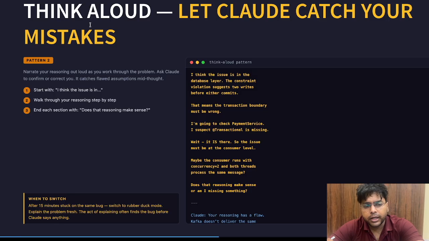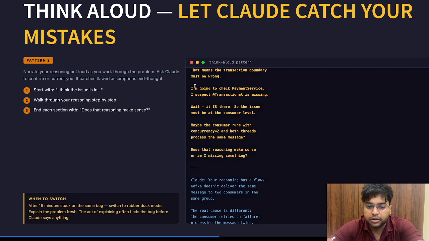Now we will be discussing another pattern, which is think-aloud. It lets Claude catch your mistakes. What we do is narrate our reasoning out loud so that we walk through the problem, and then ask Claude to confirm or correct us. We start with "I think the issue is in", then walk through the reasoning step by step, and end each sentence with "does that reasoning make sense?" So first: I think the issue is in the database layer. The constraint violation suggests 2 writes before either commits. This means the transaction boundary must be wrong.